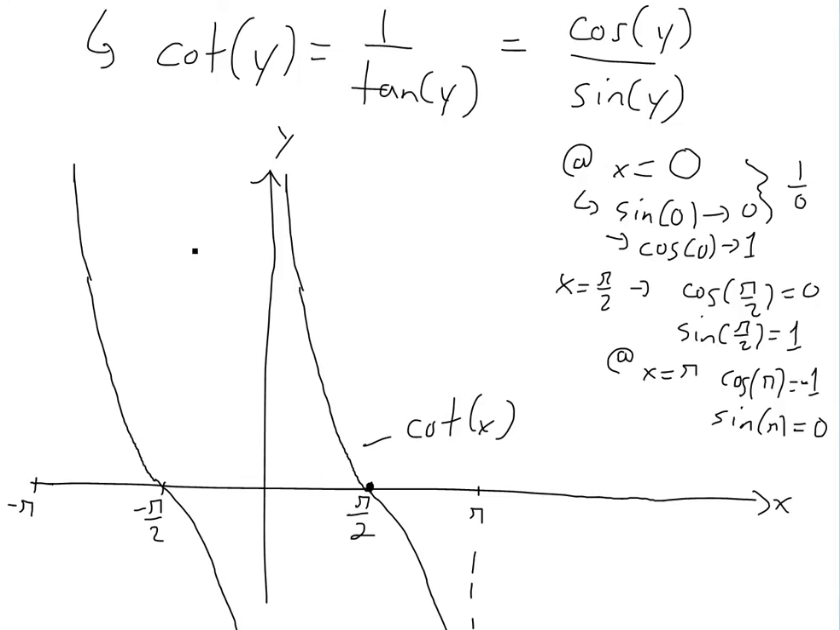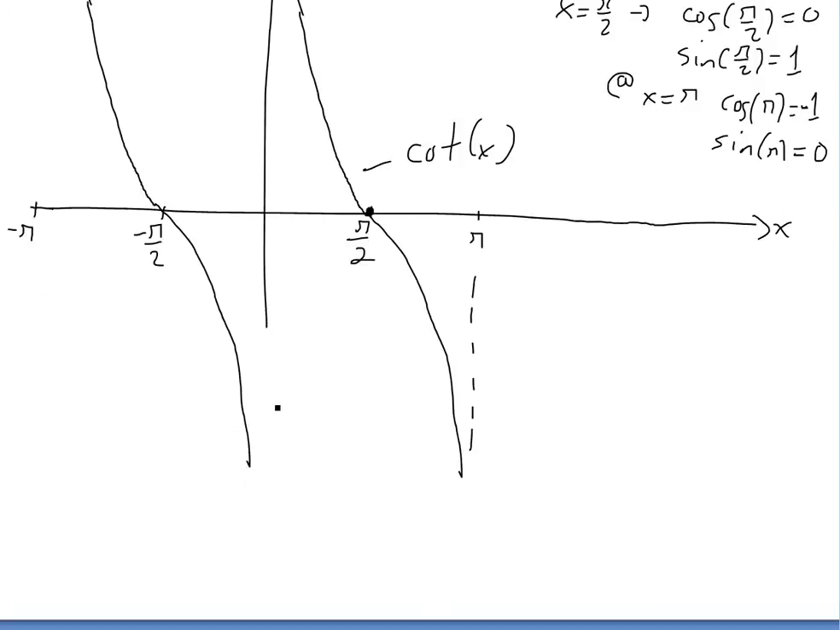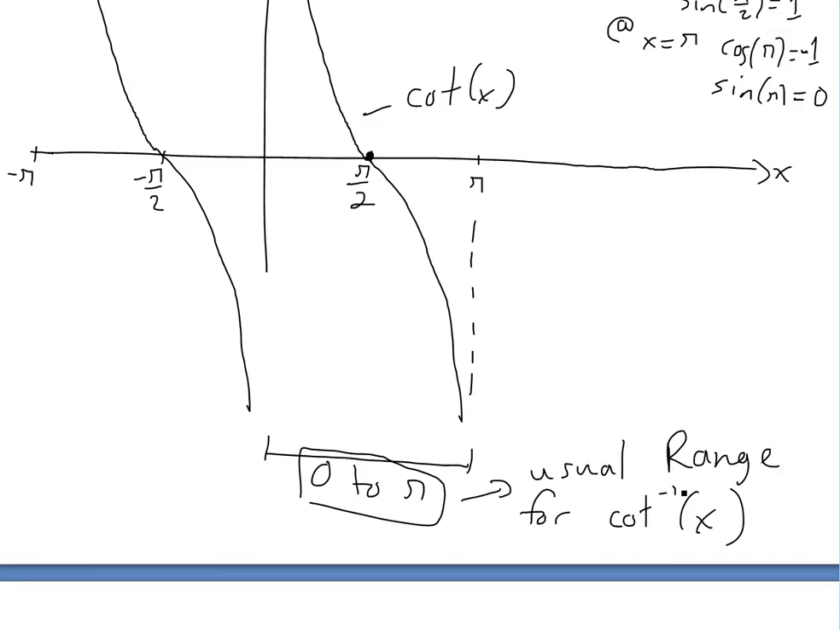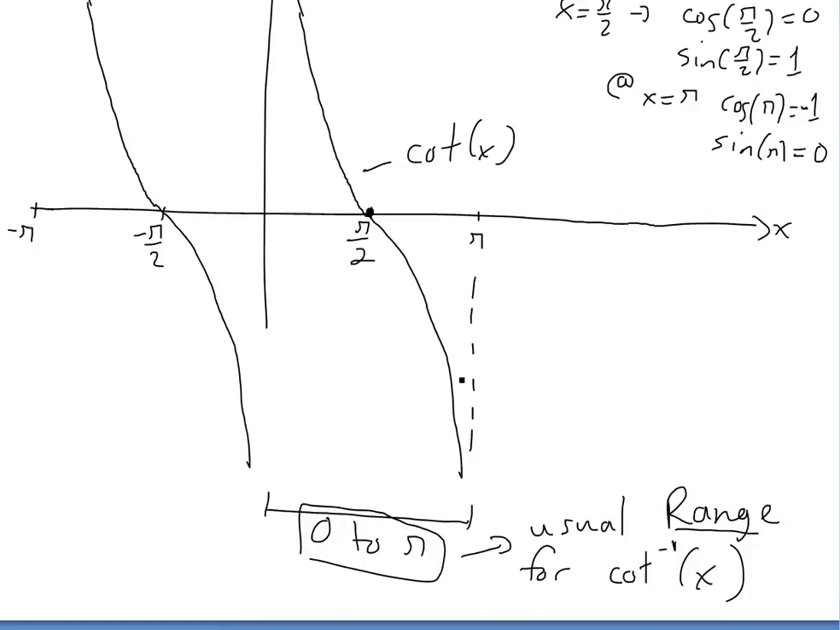In this case, what's usually picked as a domain is just from here to here, so usually from 0 to pi. I'll explain further on this horizontal line in a bit. But basically, this is the usual domain. We'll just write that down. Actually, not the domain, the usual range for cotangent of x, because we're going to flip it around.